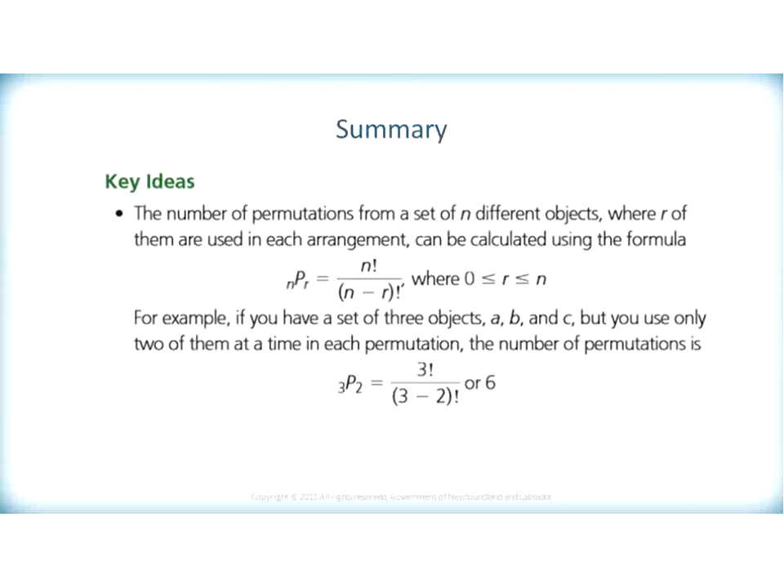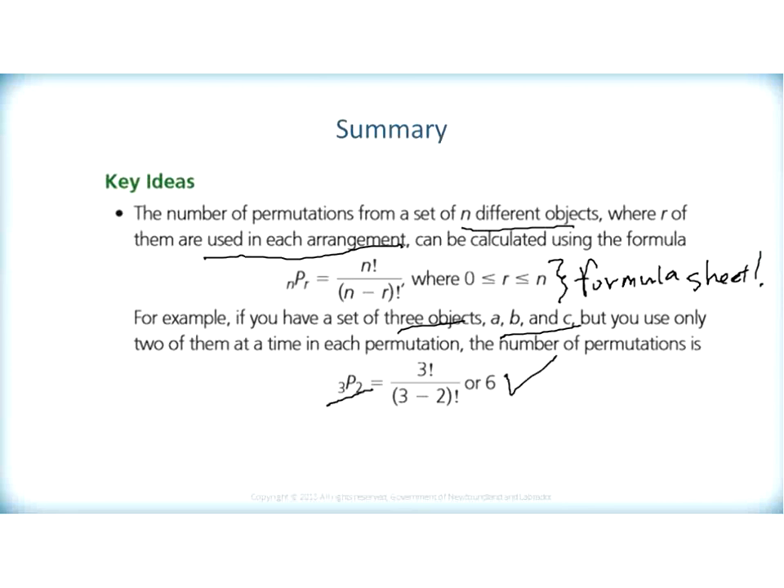In summary, the number of permutations from a set of n different objects, where r of them are used in each arrangement, can be calculated using this formula. This formula will be given to you on the formula sheet. For example, if you have a set of 3 objects, A, B, and C, but you use only 2 of them at a time in each permutation, the number of permutations would be 3 permute 2, or 6 permutations.